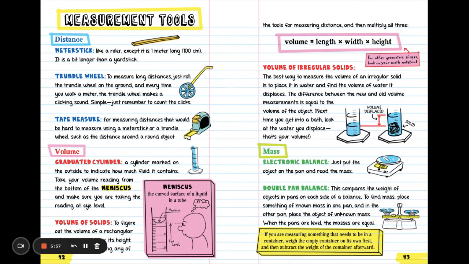Measurement tools. Distance. Meter stick. Like a ruler, except it's 1 meter long, 100 centimeters. It's a bit longer than a yardstick.